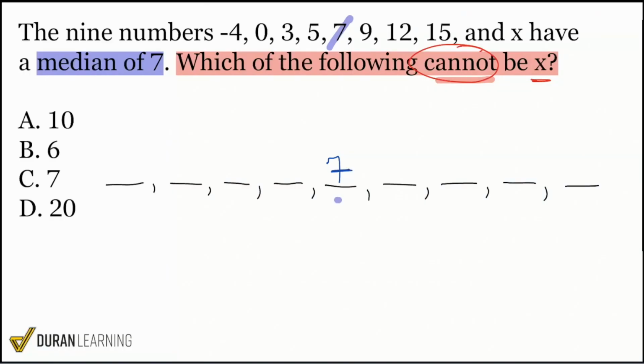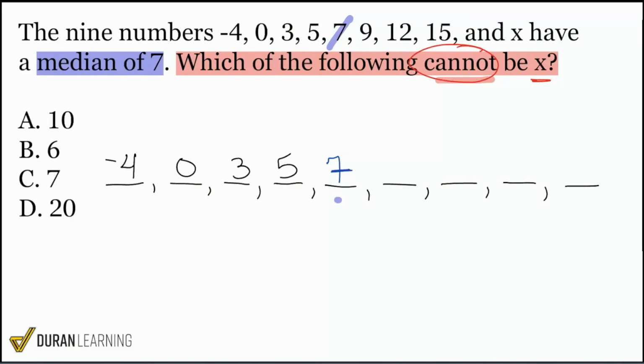With the other numbers, -4, 0, 3, and 5, all of those on a number line are to the left of 7. These are all smaller than 7. And we have how many values that are less? 1, 2, 3, and 4. So 1, 2, 3, and 4, that's perfect. I'll go ahead and write all of those right there.